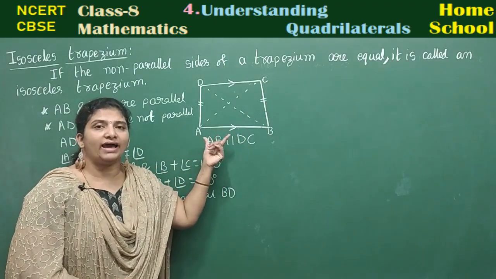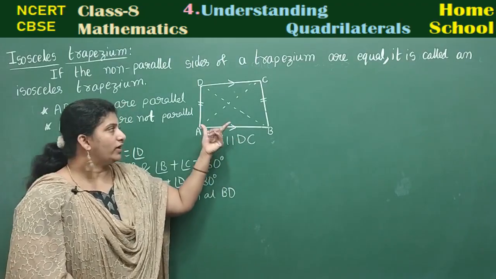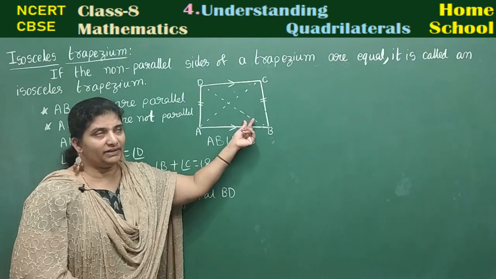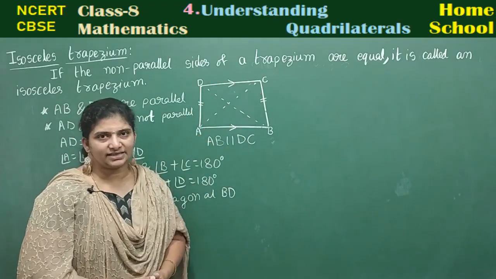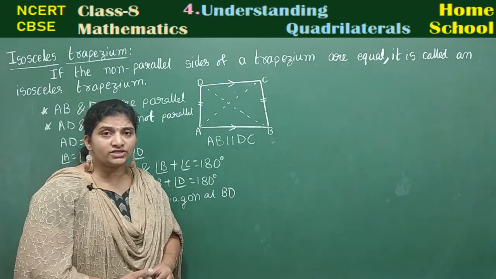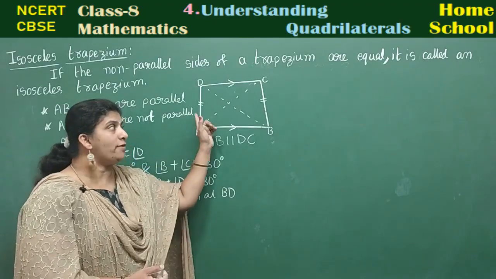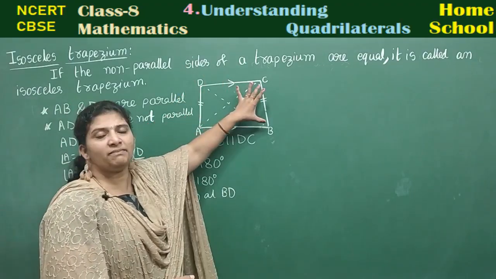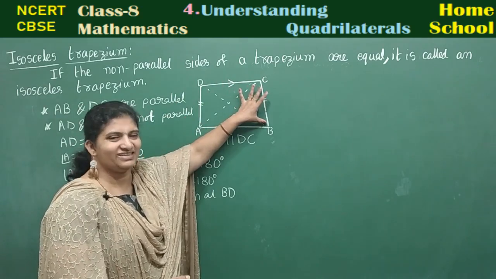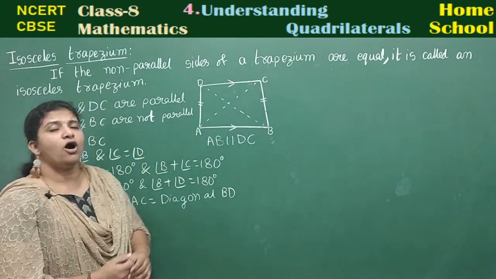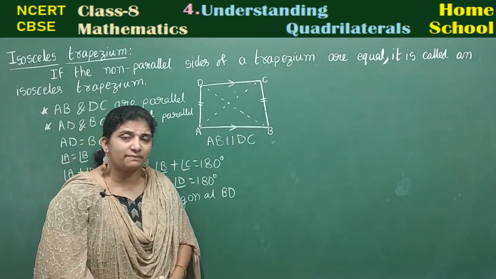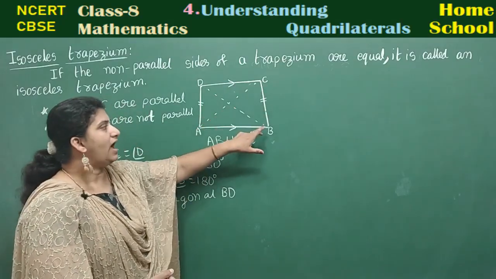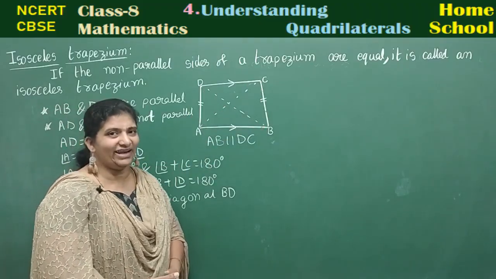The consecutive angles are equal. What are the consecutive angles made by a parallel side? Angle A equal to angle B. Angle D equal to angle C. And the sum of the consecutive angles made by the non-parallel sides: angle A plus angle D is 180 degrees, angle B plus angle C is equal to 180 degrees. And one more point you need to remember. The opposite angle sum in an isosceles trapezium is equal to 180 degrees. Angle A plus angle C is 180. Angle B plus angle D is equal to 180 degrees.